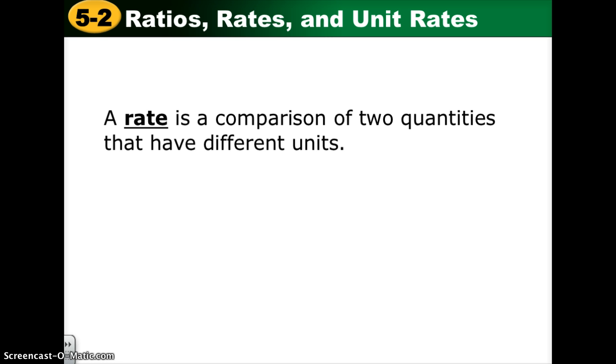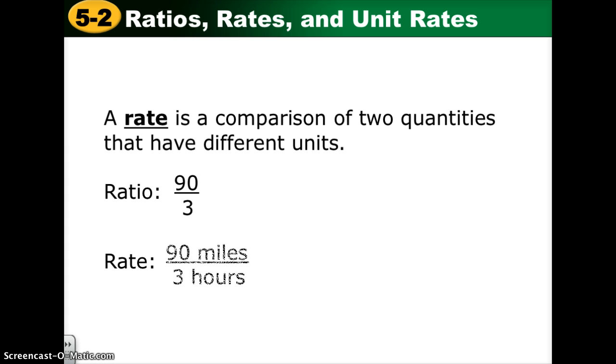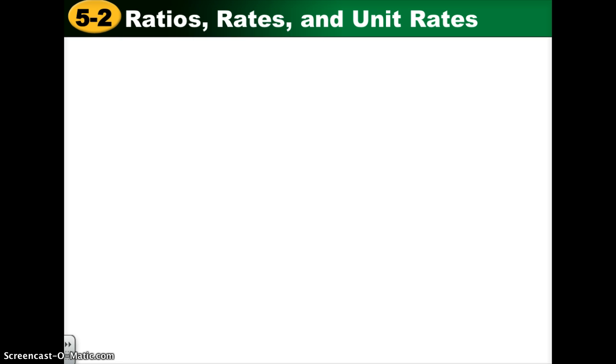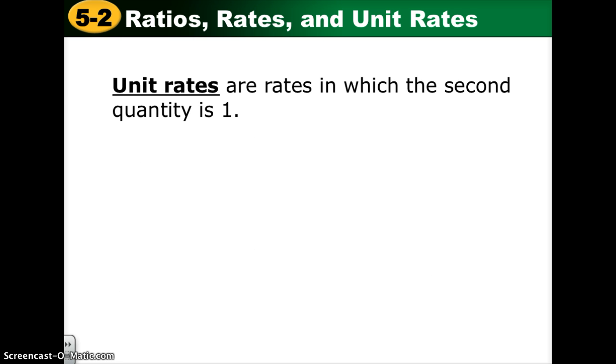A rate is a comparison of two quantities that have different units. Here was a ratio that we talked about in the past, 90 over 3. A rate would be 90 miles over 3 hours. Now we have two different units. We read that as 90 miles per 3 hours. Unit rates are rates in which the second quantity is 1.